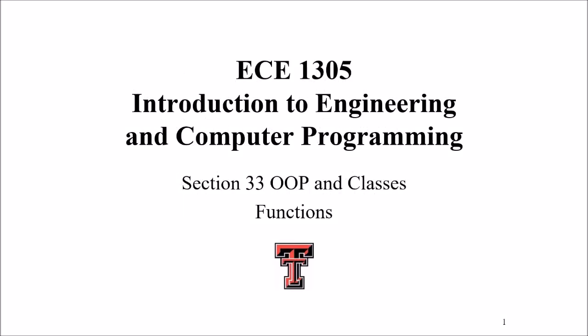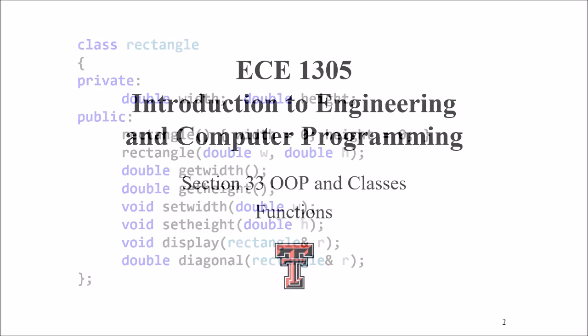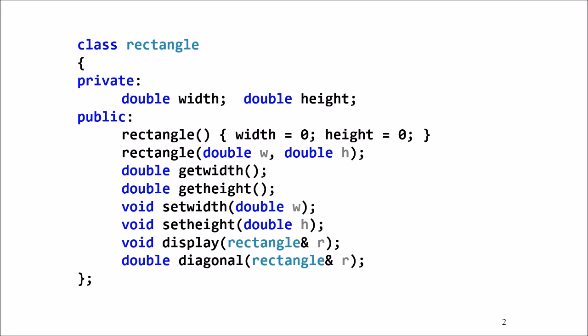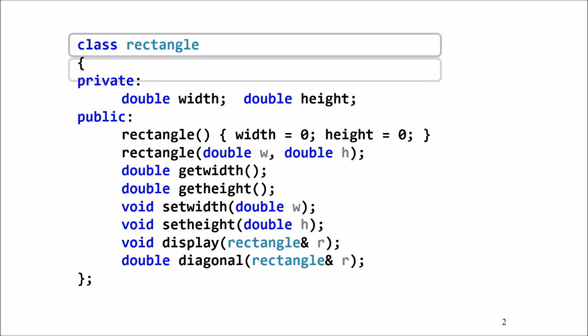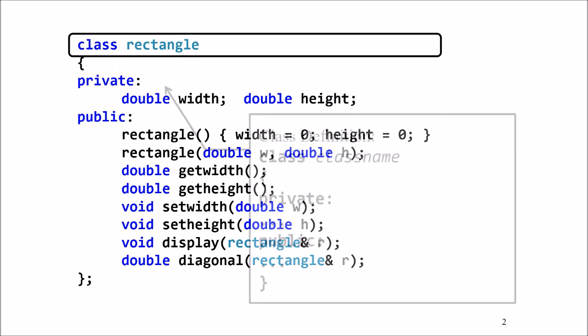We'd like to continue our discussion of object-oriented programming and classes by introducing functions to the class definition. This is the code that describes a class in C++. It is essentially an outline of the class, including the name of the class, the private data members, and the public member functions.